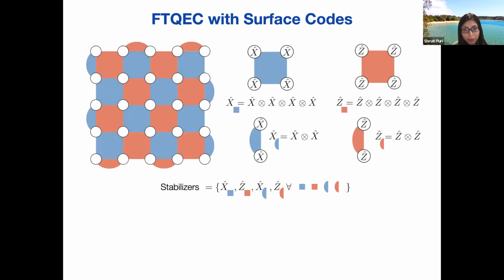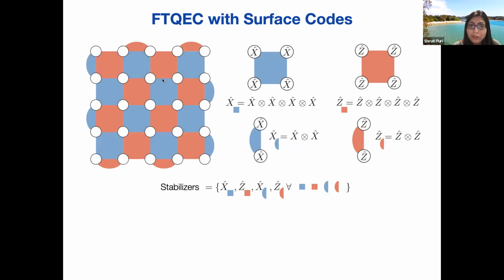So one of the, as everybody knows, one of the most popular error correcting codes out there is a surface code. The surface code is nice because it requires only a 2D lattice of qubits. And you have two stabilizers in the surface code. You have the X stabilizer and the Z stabilizer.